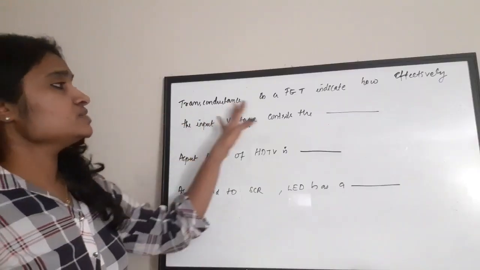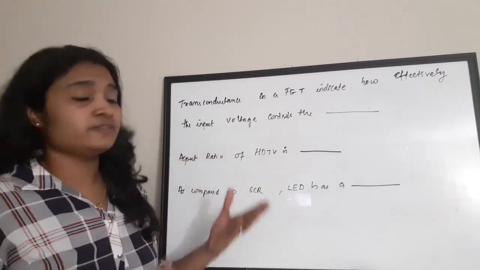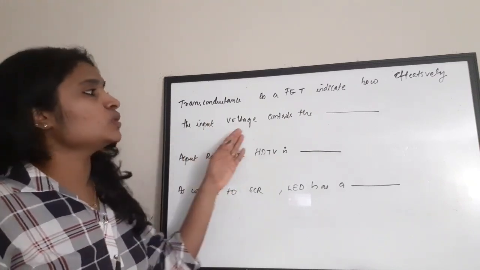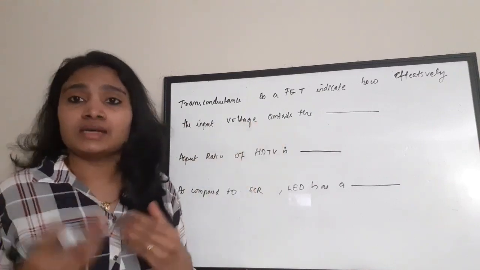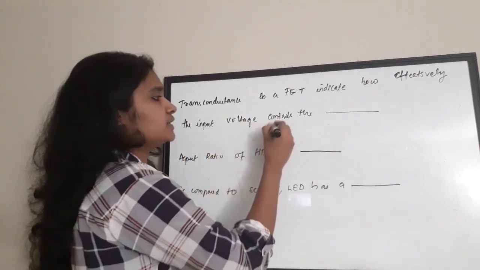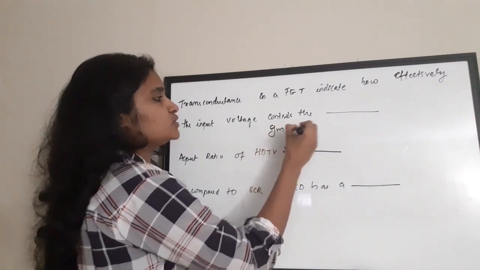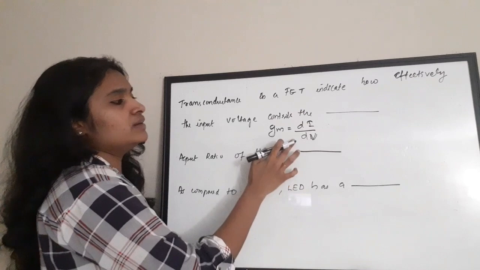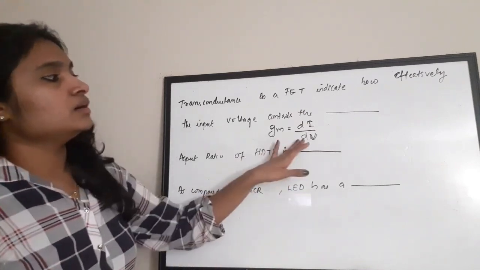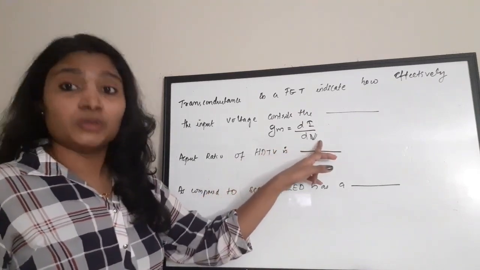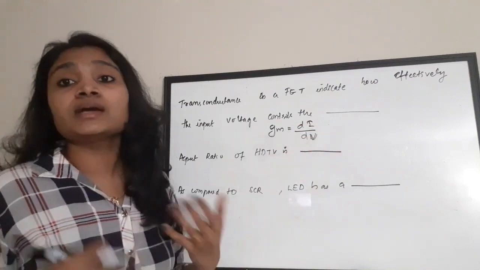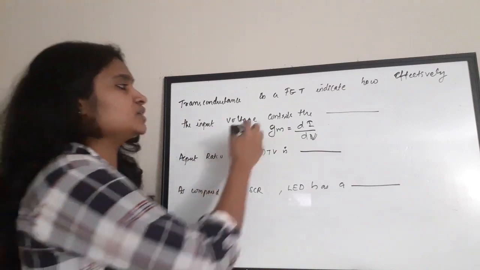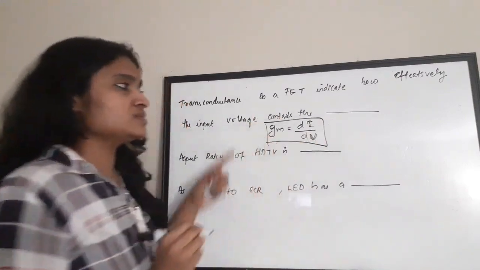Transconductance in a FET, that is field effect transistor, indicates how effectively the input voltage controls the dash. Transconductance, I'll write the equation first, then I'll answer the question. gm is equal to dI by dV, where dV is the voltage applied on the gate, which is the input voltage, and dI is the drain current, which is the output current. If you know this equation for transconductance, you can answer this question.